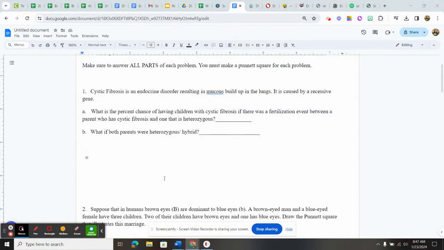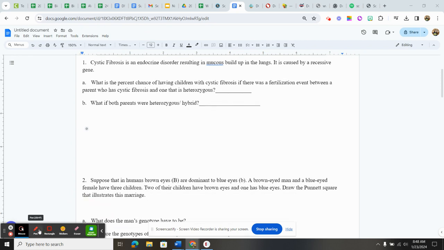Okay, so let's go over the first one. The first one is about cystic fibrosis caused by a recessive gene. What's the percent chance of having children with cystic fibrosis if there's a fertilization event between a parent who has cystic fibrosis and one that is heterozygous?